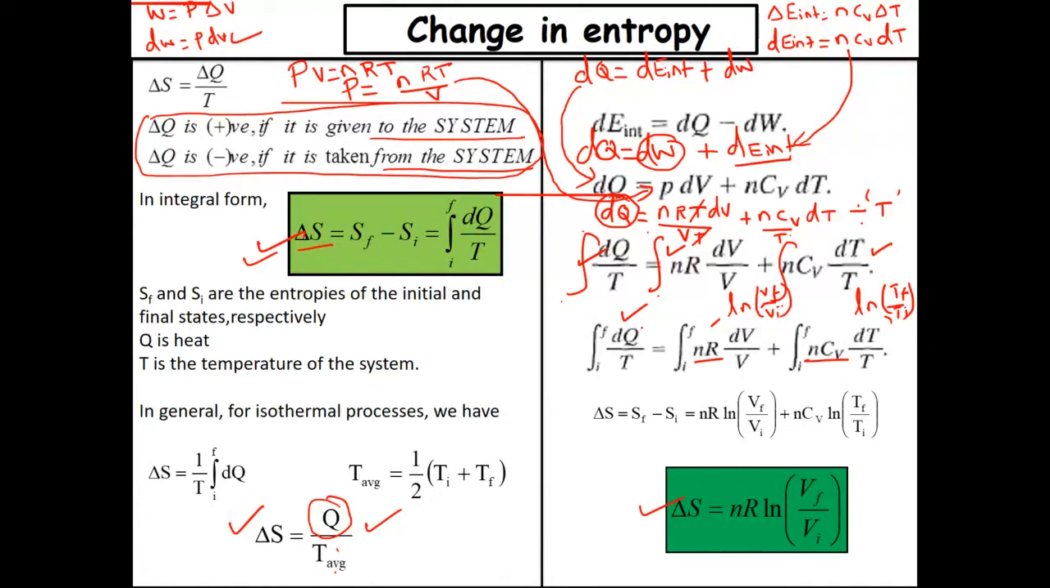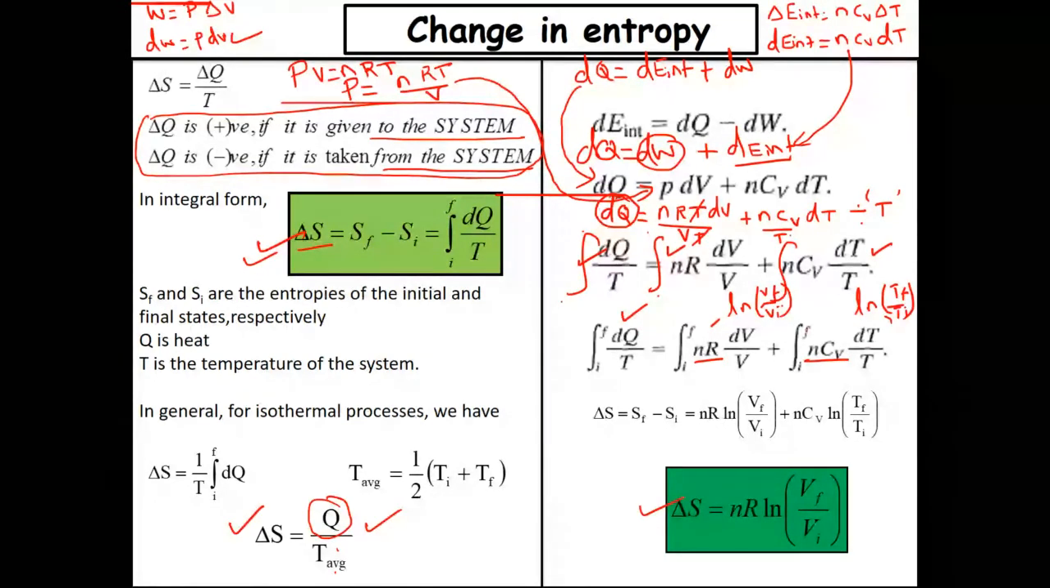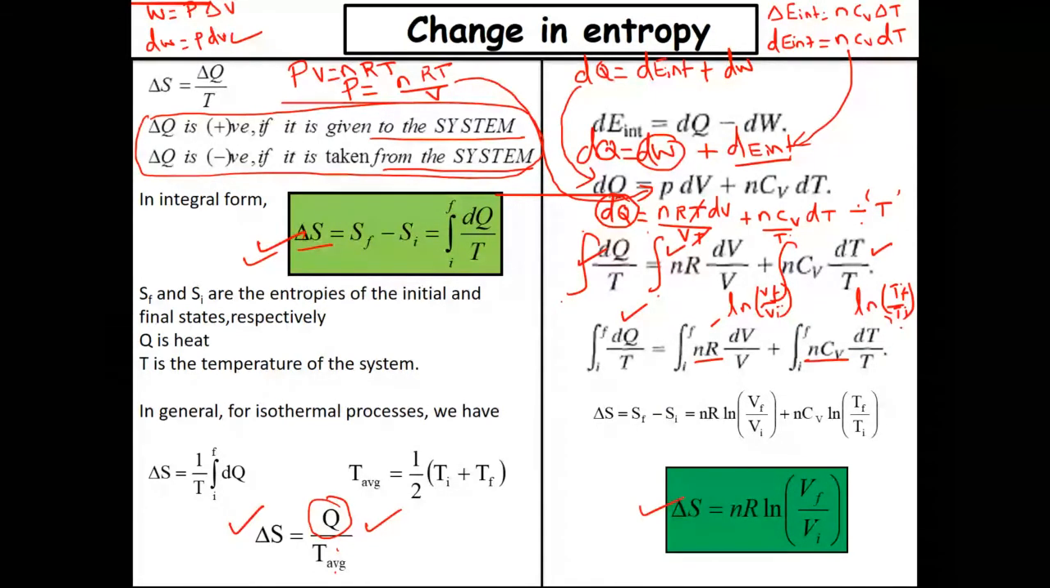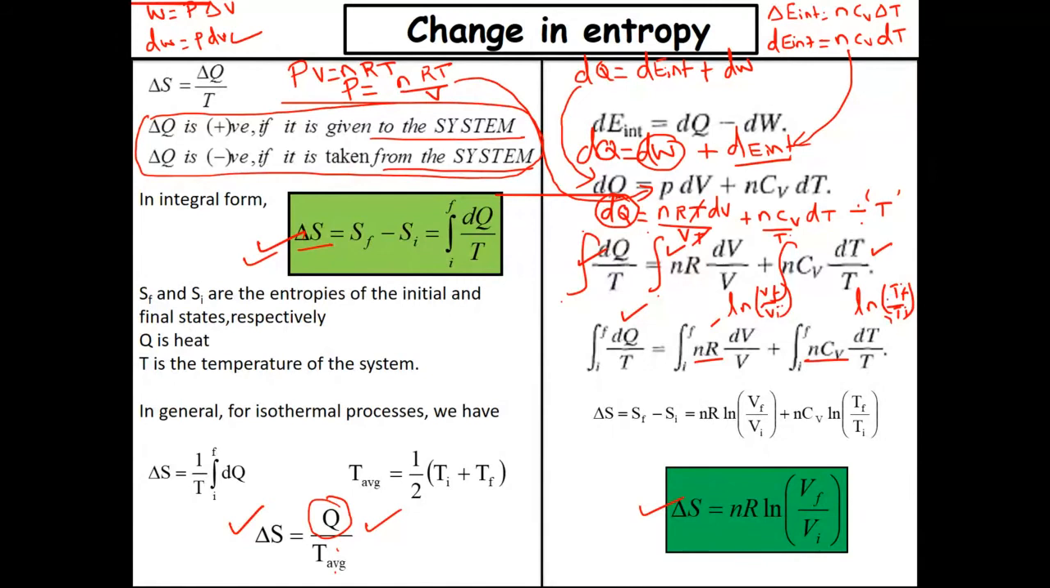If you consider your temperature is constant, then the final temperature over the initial temperature has a constant value, therefore the natural log of 1 becomes 0, so this term will be gone. If you have constant temperature and put the final and initial temperature as the same value, the natural log of 1 becomes 0, so this entire term will be gone. So you have only these two terms.